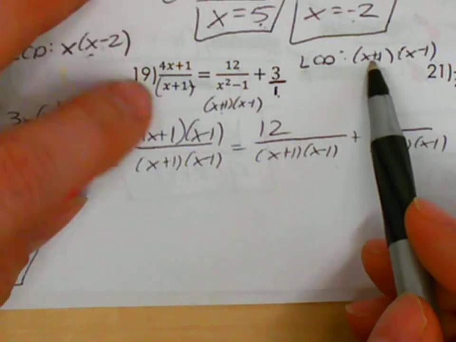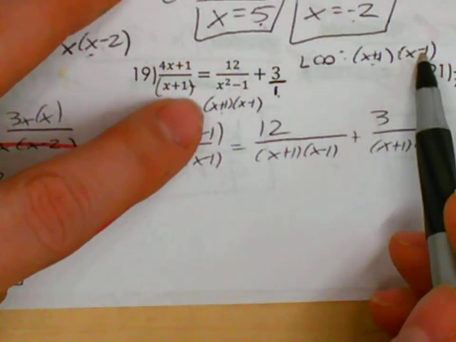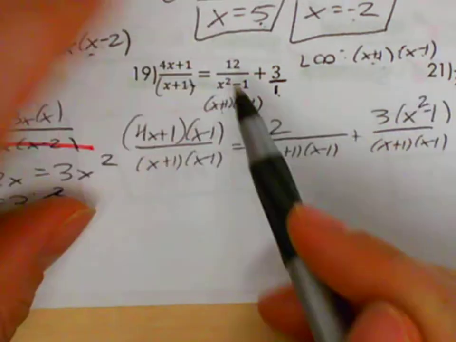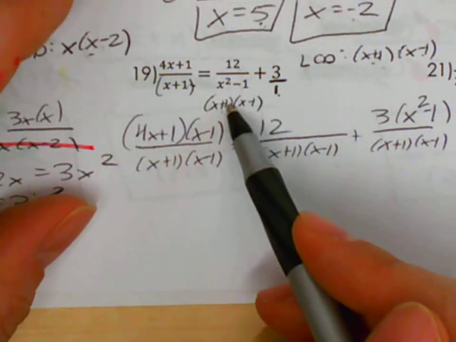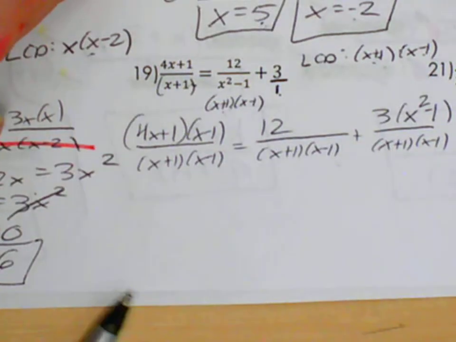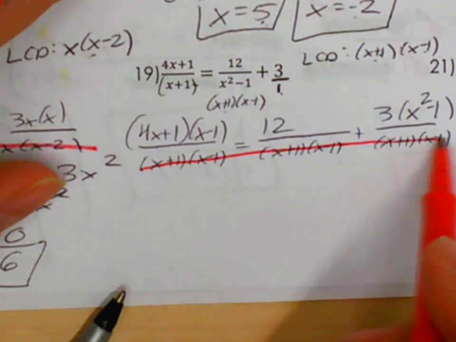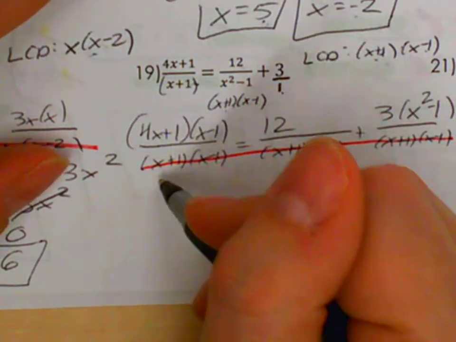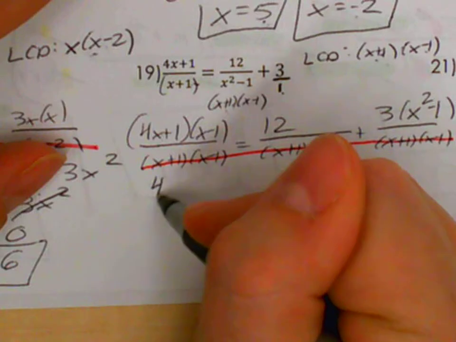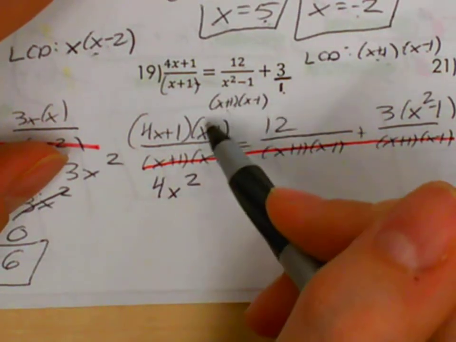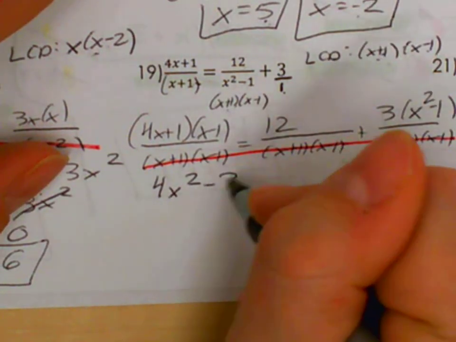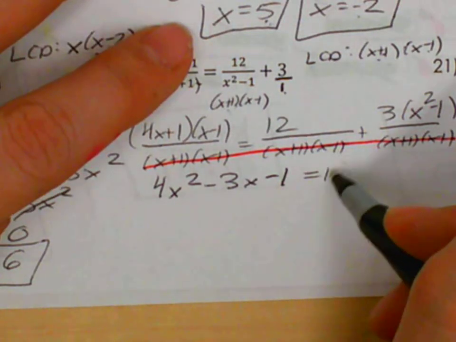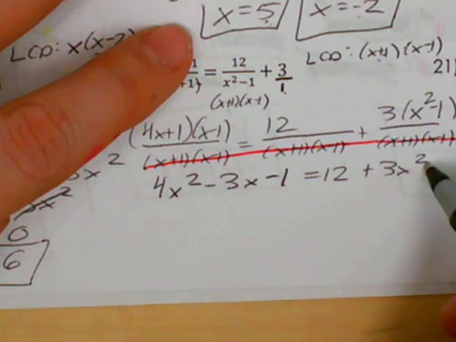And instead of writing it as x plus 1 and x minus 1 and then having to do the work again, I'm going to write it as x squared minus 1, because we know that these are the same. I factored this to get this. So now that I have all the common denominators the same, I can cross them out. Again, this would have to be foiled or boxed. I'm going to do it in my head and hopefully not make mistakes. So I've got 4x squared minus 3x minus 1 equals 12 plus 3x squared minus 3.